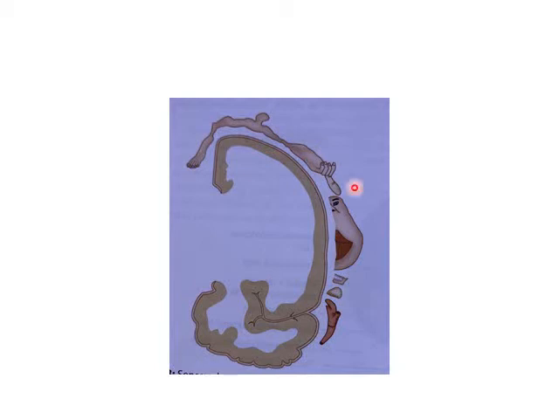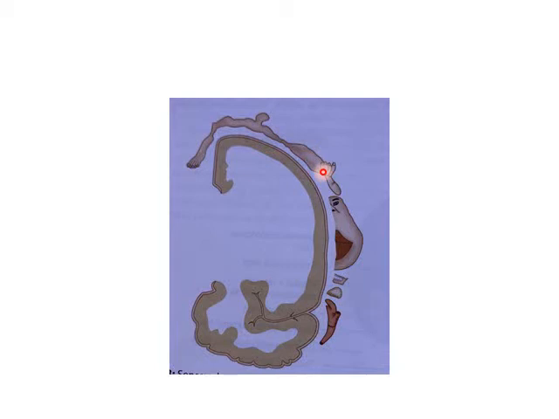Here you can see this is the face region, and these are the lips. The lips are very big. This is the thumb. The thumb is very big. The fingers and hand area are very big because these are proportional to the number of sensory receptors.